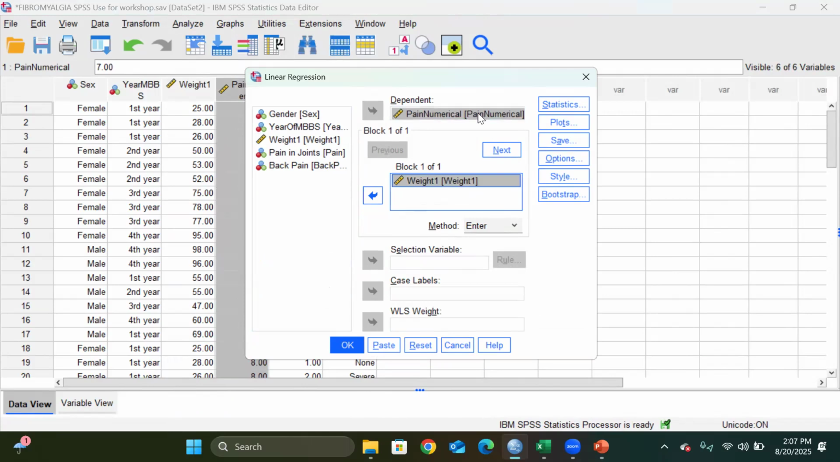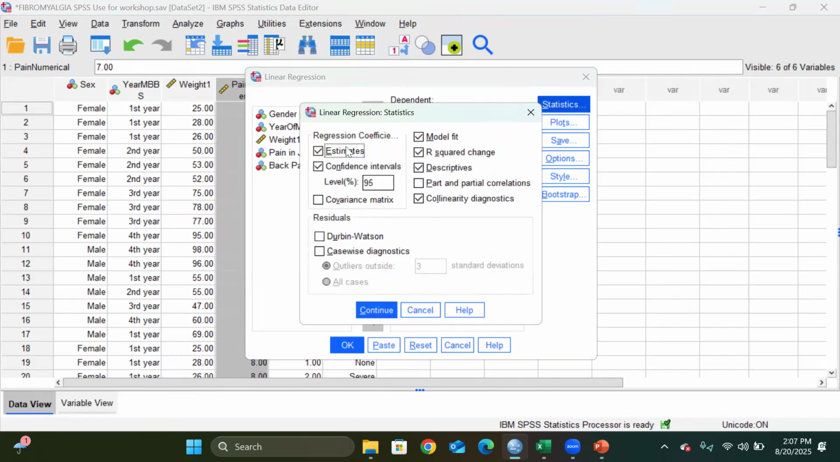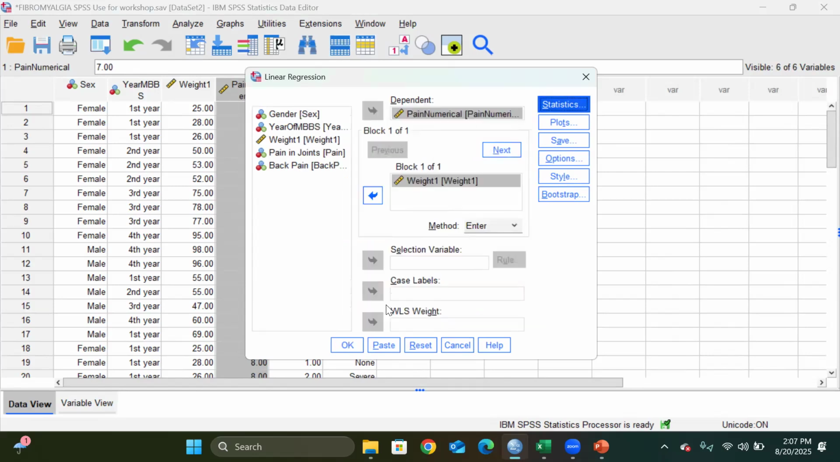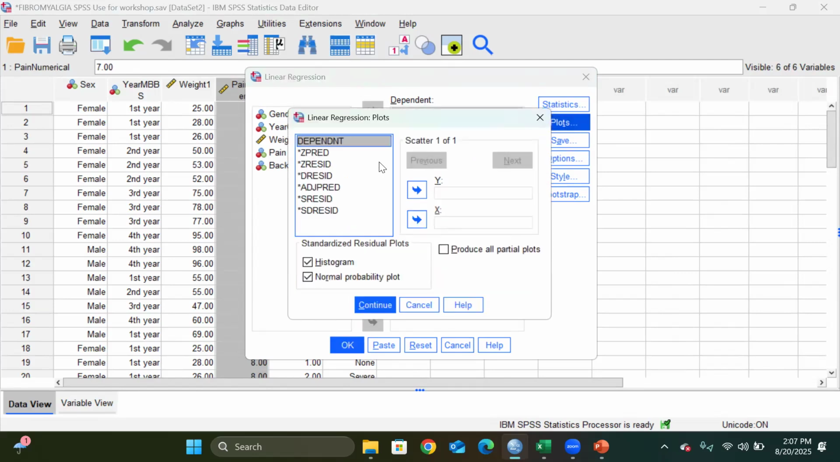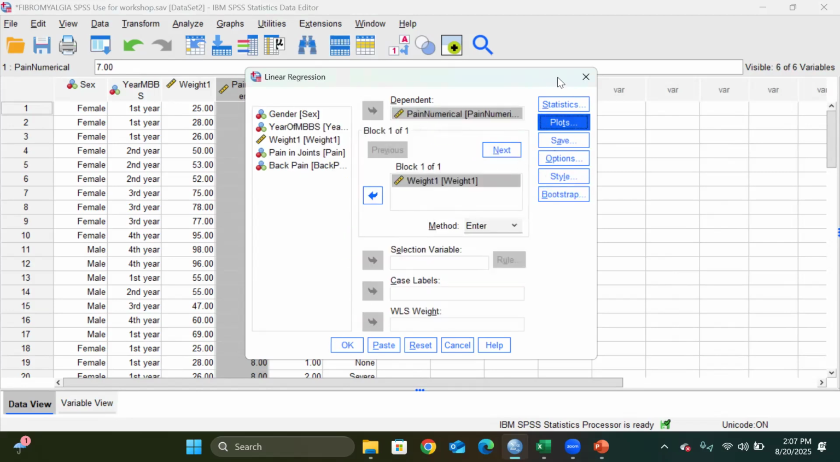Okay, yeah, right. In statistics, we will choose estimates, confidence interval, model fit, R squared, and descriptives. In the plots, we will go for histogram and normal probability plot because we want to see that the data should be parametric. Continue, and I will not open this stuff up. Okay, so I will just press OK.